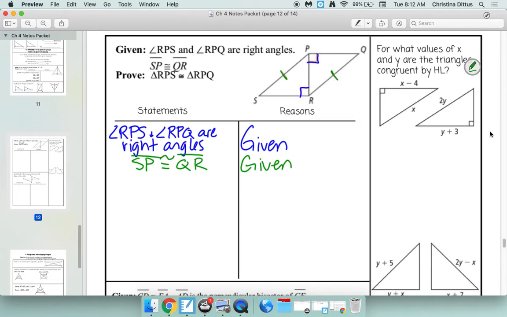What is SP and QR? Hypotenuse, leg, right angle, what? Hypotenuse. The hypotenuse. You don't have to write this, but I'm just going to. Hypotenuse check.